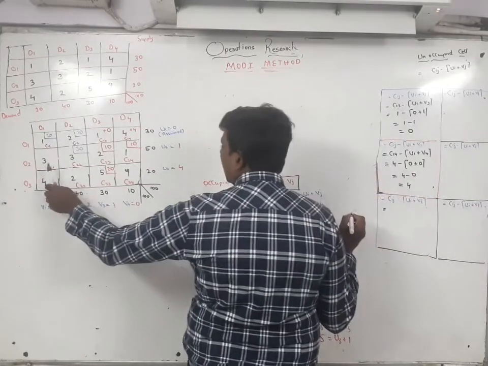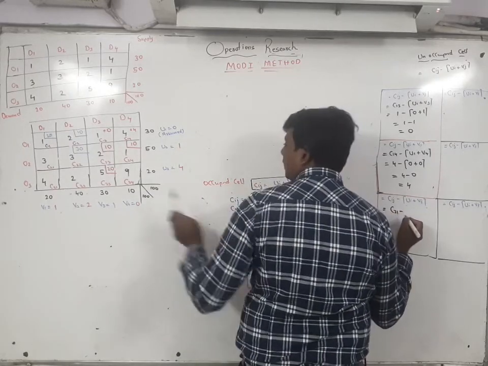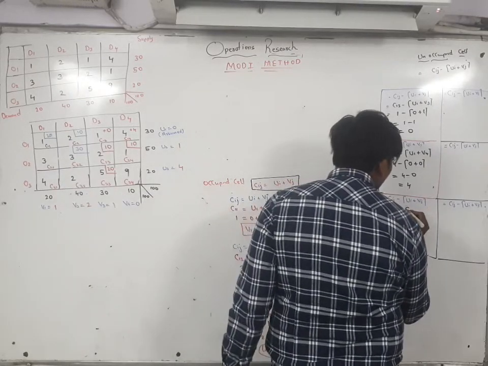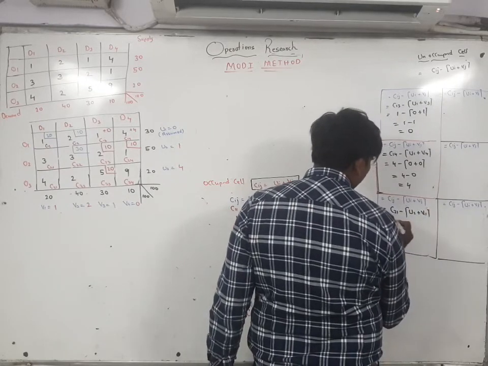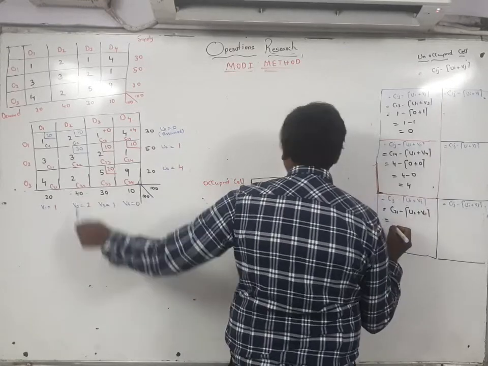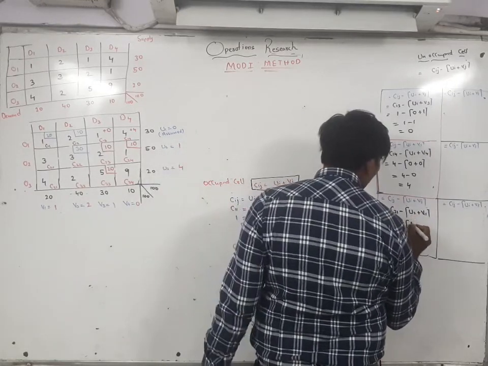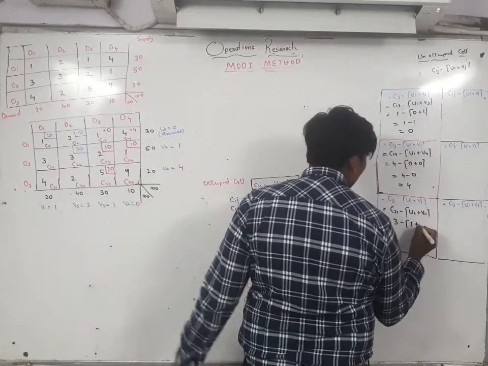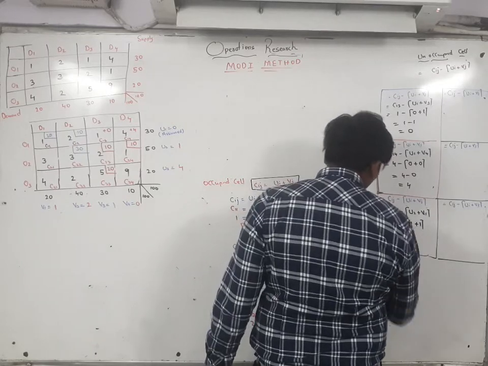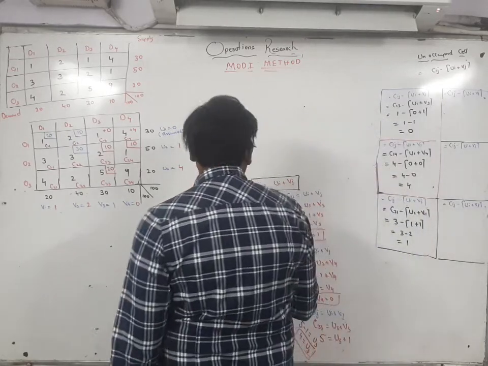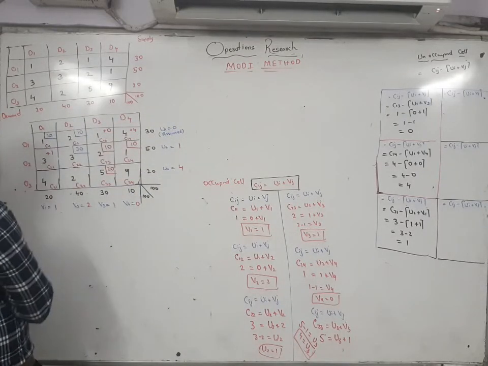Next unoccupied is C21. So here you can write U2 or V1. C21 value is how much? 3 minus U2 value. How much did you get for U2? 1. How much for V1? 1. That is 3 minus 2. How much did you get? 1 value. So here you have to write plus 1.